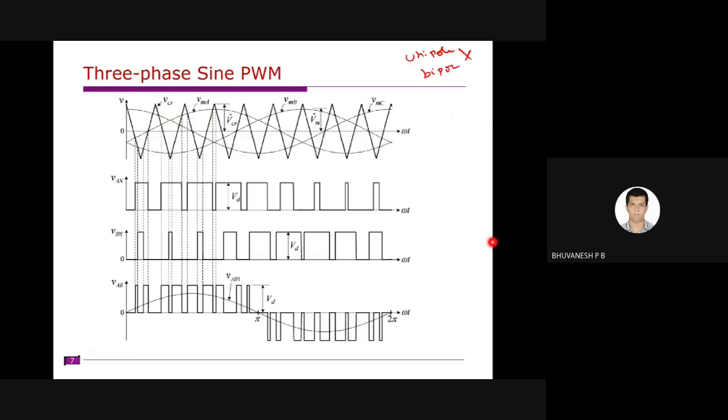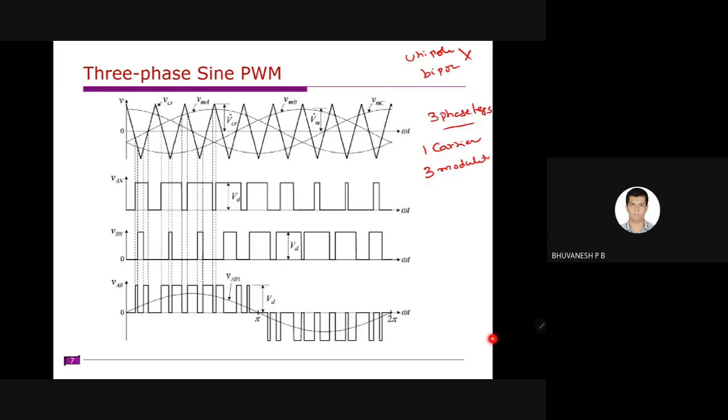In three phase, you have three phase legs, right? So here you require one carrier and three modulating signals.